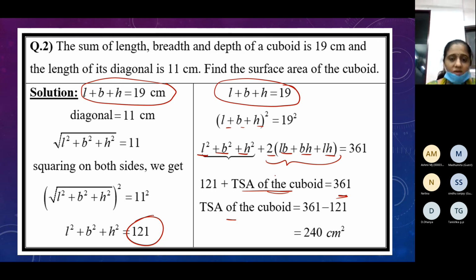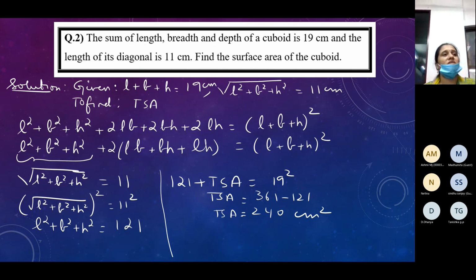You can do it like this. Or here, what we did is we wrote the identity ourselves. We wrote the identity a square plus b square plus c square plus 2ab, 2bc, 2ca is equal to a plus b plus c the whole square. We wrote the identity first, and then we substituted the values in the appropriate places.